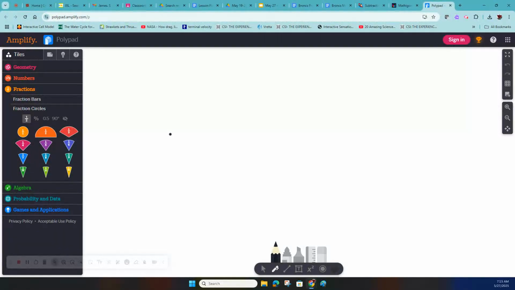Howdy, howdy, howdy. We are talking fractions and we are comparing fractions. And what does it mean to compare? Well, we're looking for what is greater than, less than, or equal to. Okay, so how the heck do we do that with fractions?